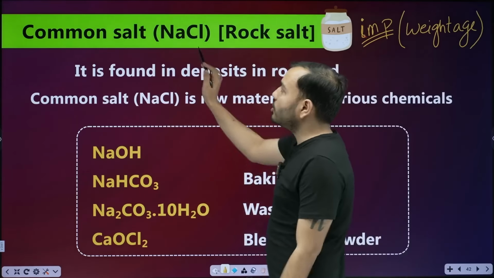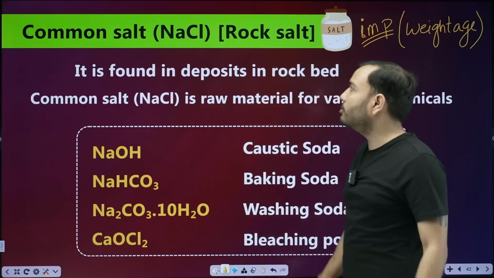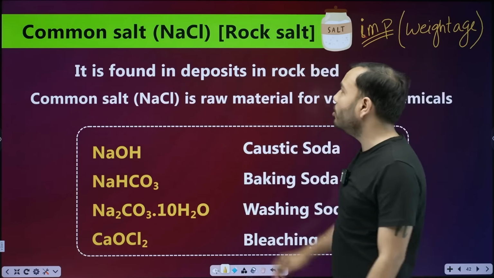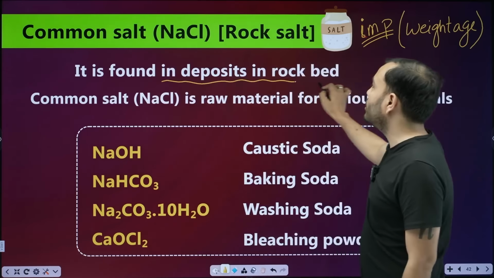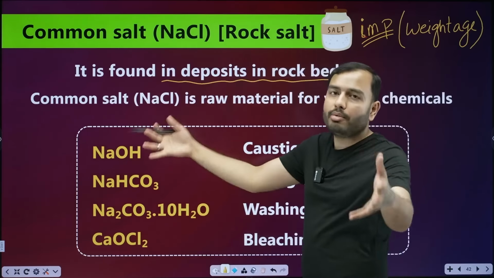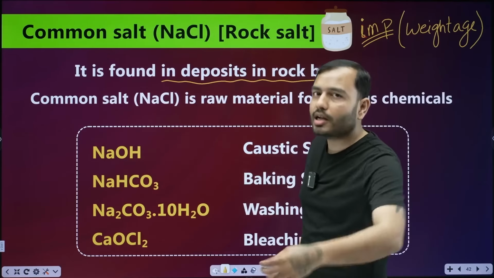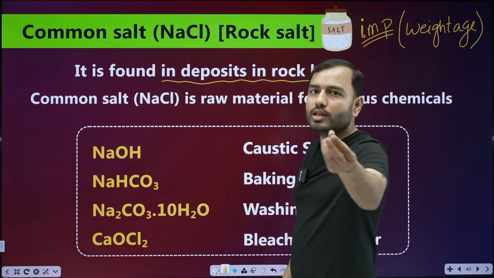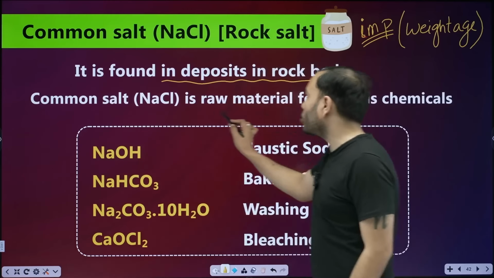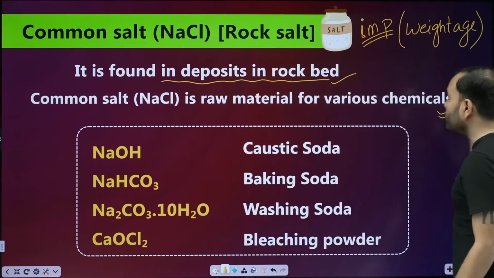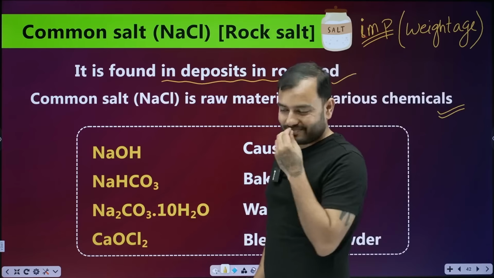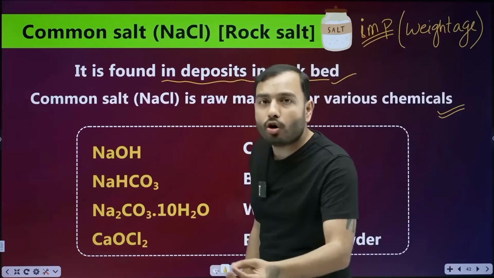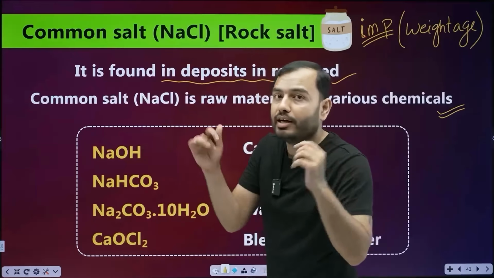Common salts, NaCl, sodium chloride is called common salt. It is called rock salt also. Why? Because it's found in deposits in rock beds. That's why they are called rock salts. It's a common salt we use in the house. Common salt is the raw material for various chemicals. That is its biggest use. It's the raw material for chemicals of different types.